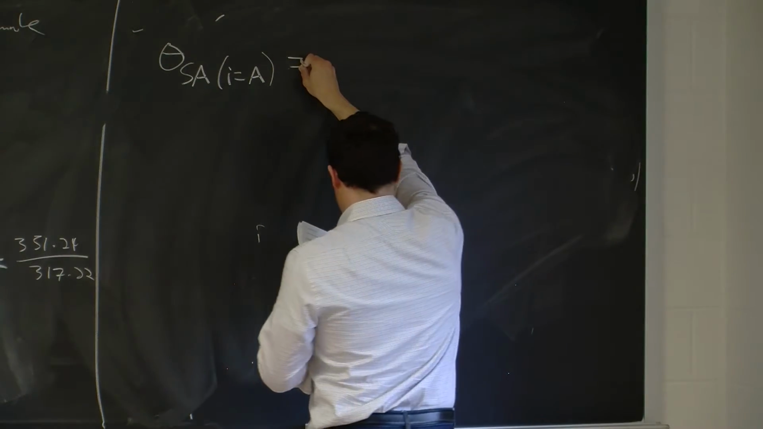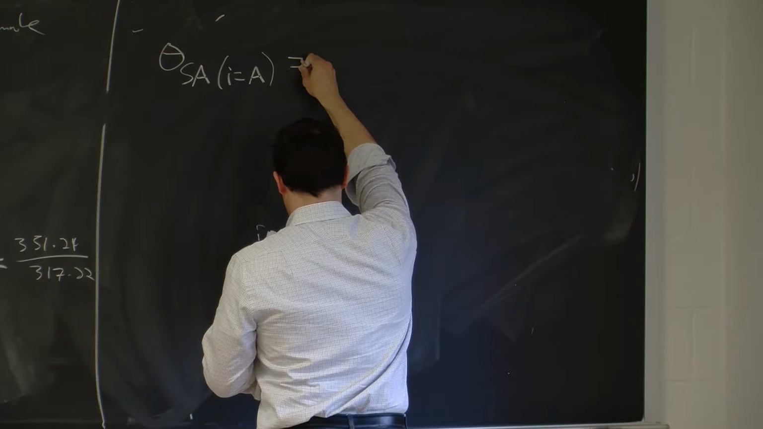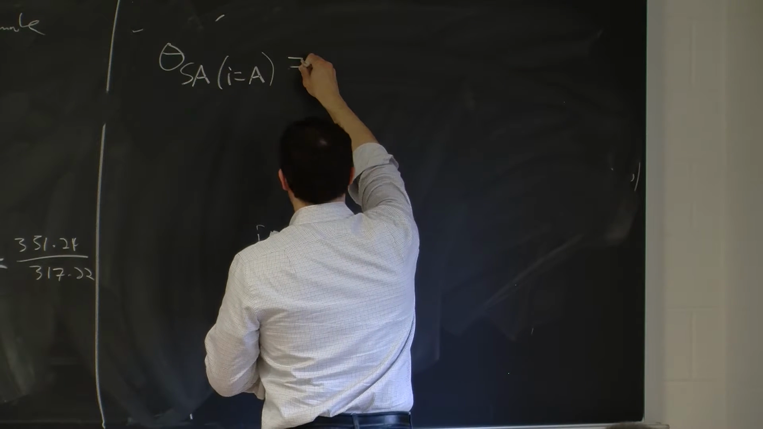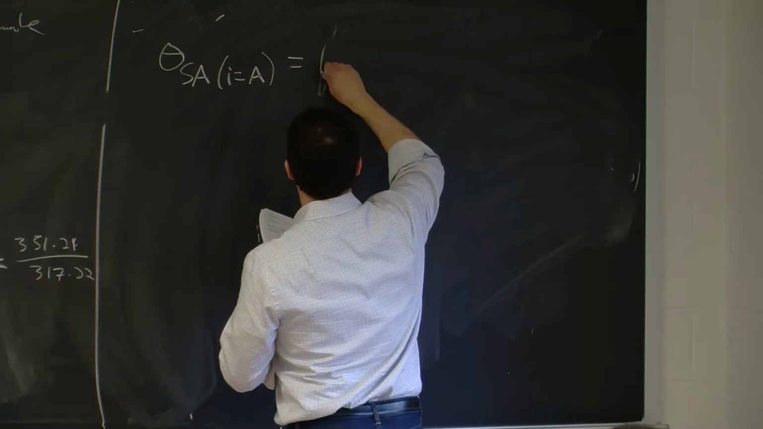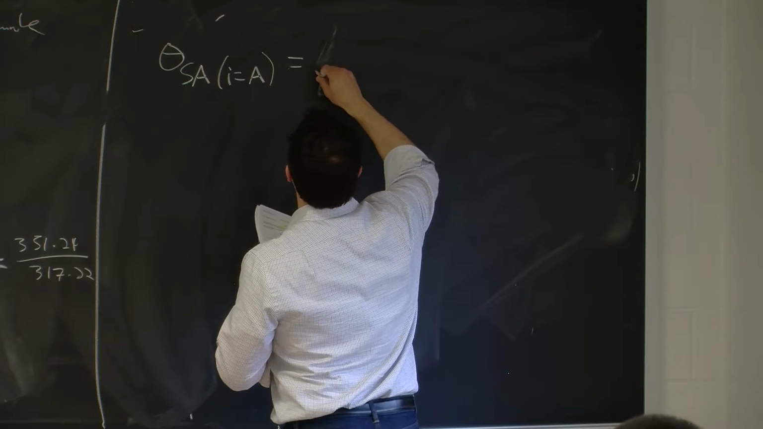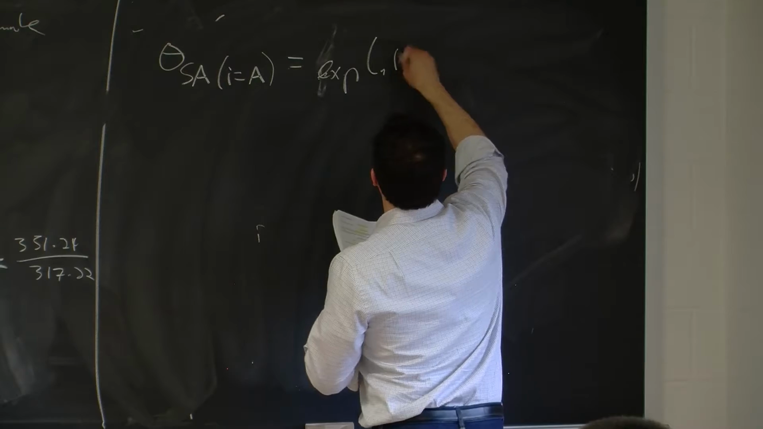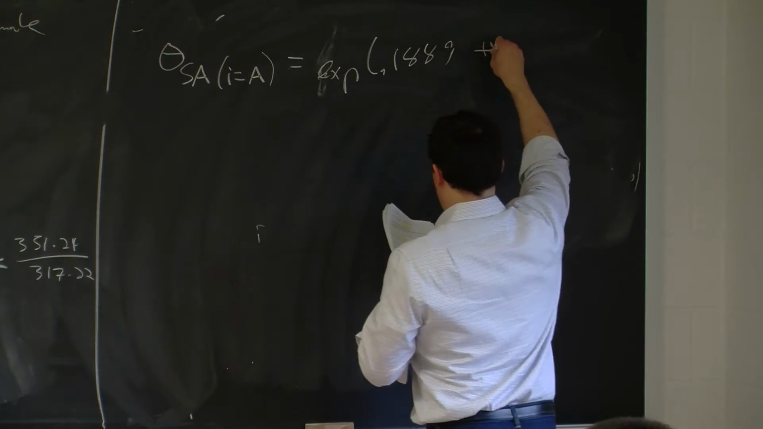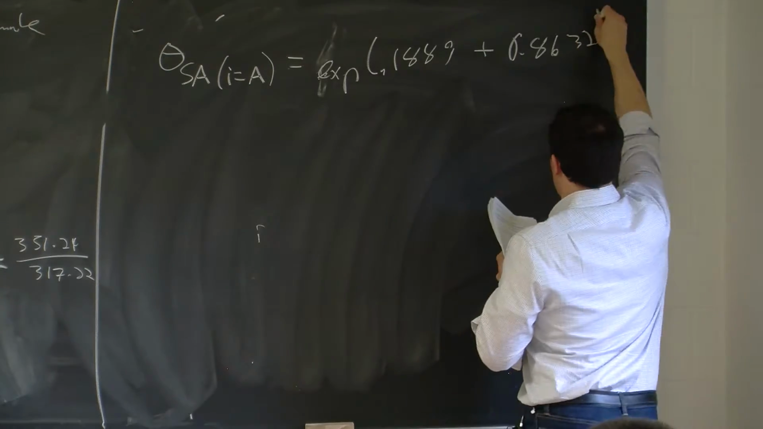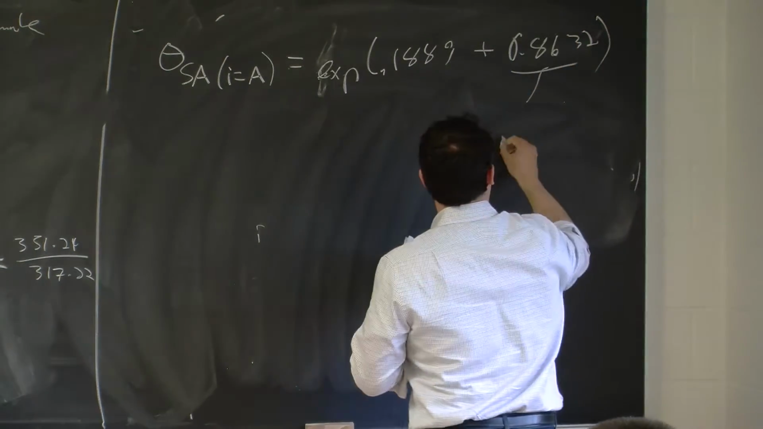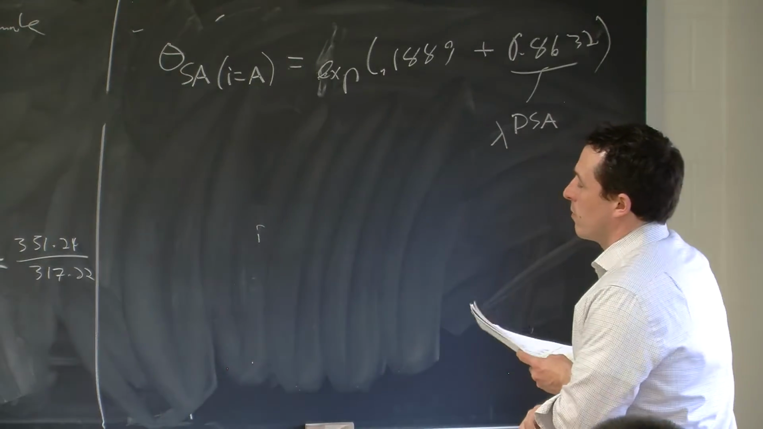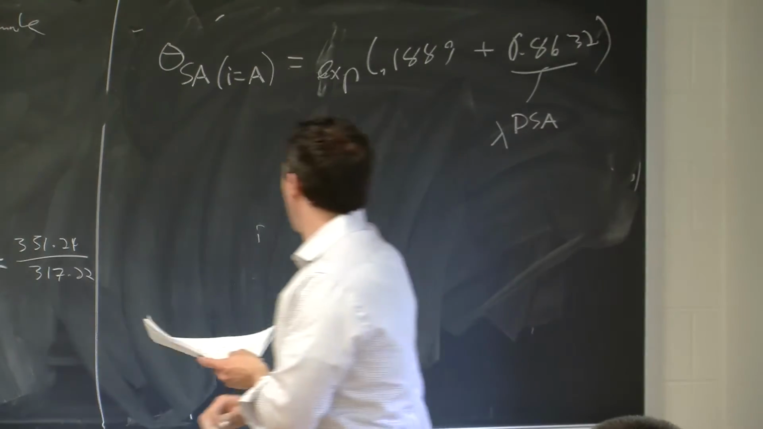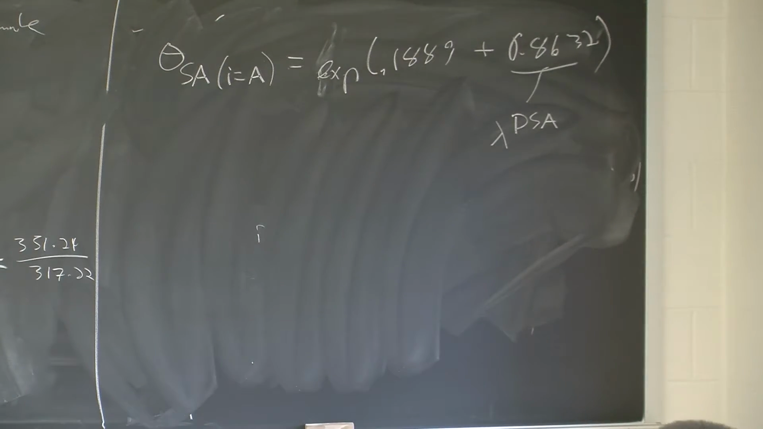This would be, well, okay, it's exp of 0.1889, which is that one, plus 0.8632. And this 0.8632 is actually one of the entries of the DSA term, right, because we've changed department and we have a three-way interaction term, so we have to look at this term to understand how this ratio changes.